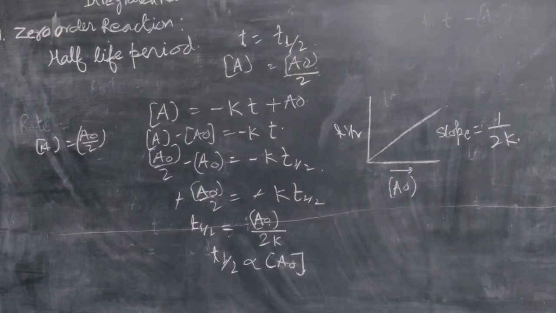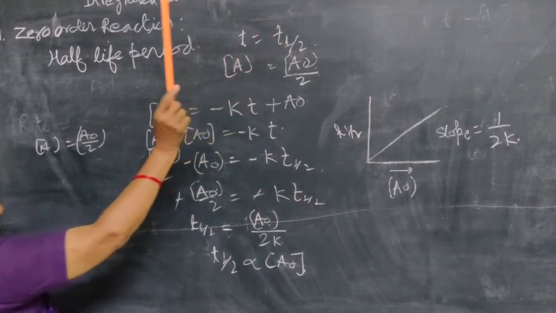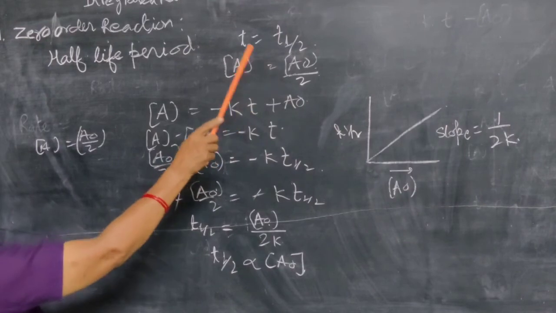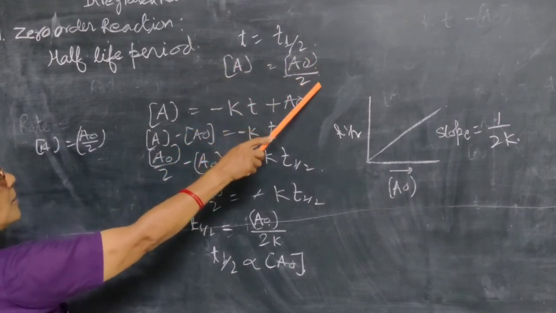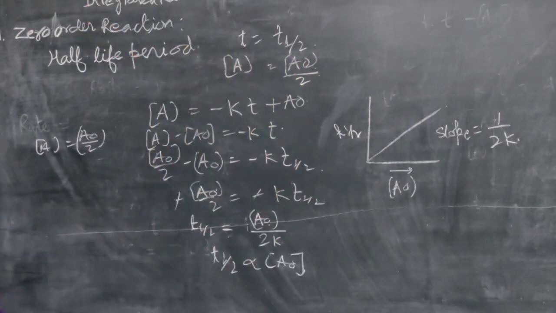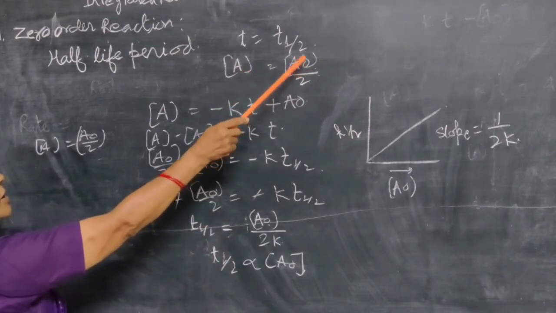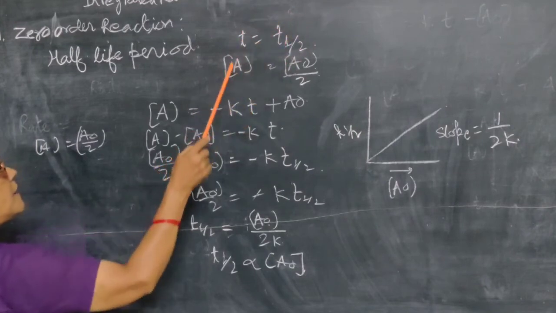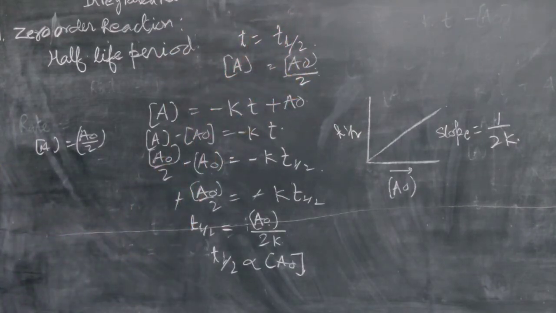So now we will calculate the half-life period for the zero order reaction. Now we put T is equal to T-half, because this is the time which is required for the conversion of half of the concentration of the reactant into product. So A is equal to A0 upon 2, because A0 is the concentration when the time is equal to T0. So for T0 the concentration is A0. After time T, equal to T half, we get A is equal to A0 upon 2.